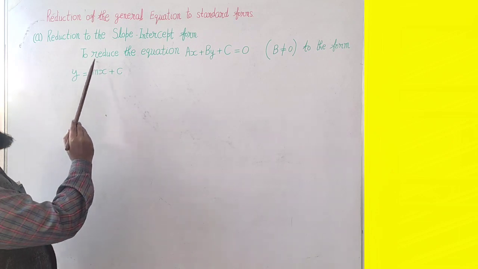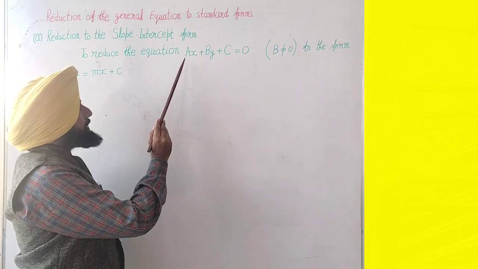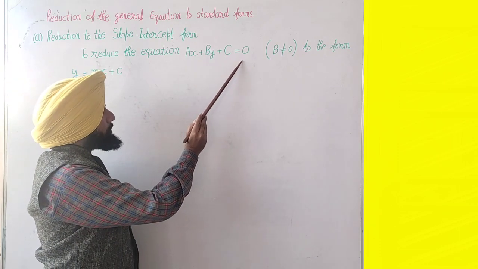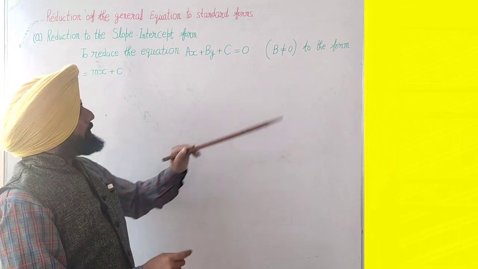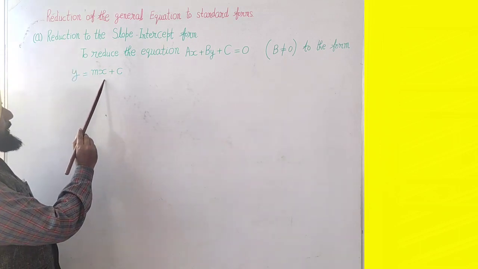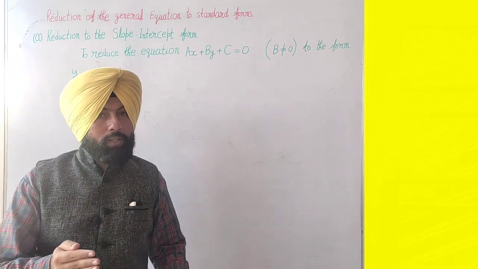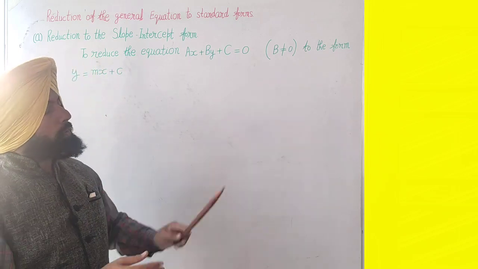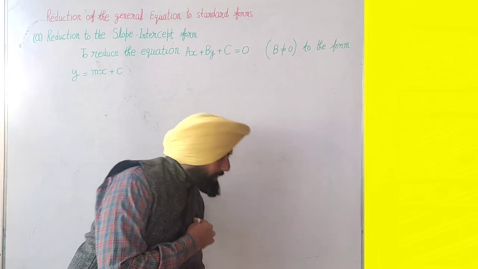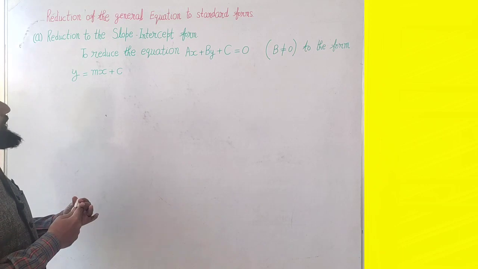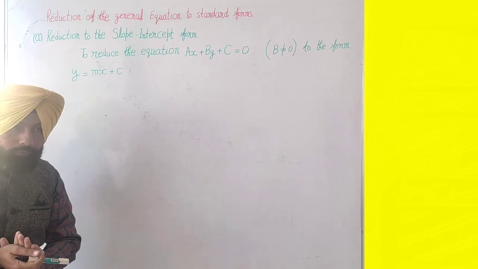Now today's topic, we want to reduce the general equation of a straight line, that is ax plus by plus capital C equal to 0, in which b not equal to 0, to the form y equal to mx plus c. Here it is mentioned b not equal to 0. I will explain later on why b not equal to 0. Now let us start the reduction of the general equation to slope intercept form.